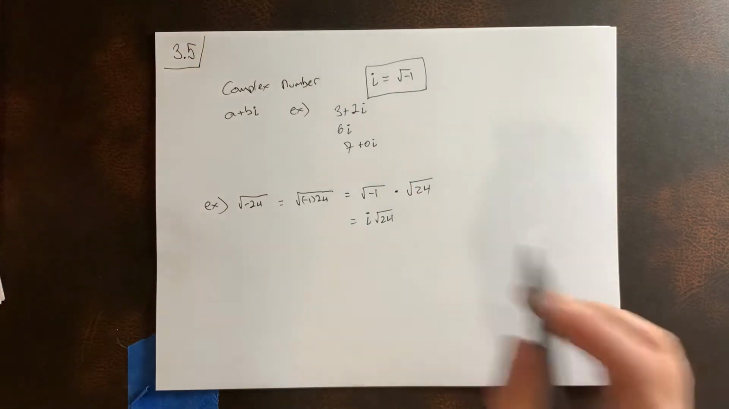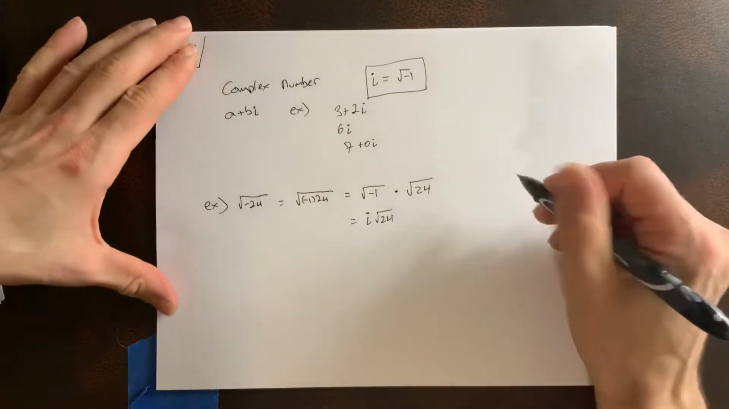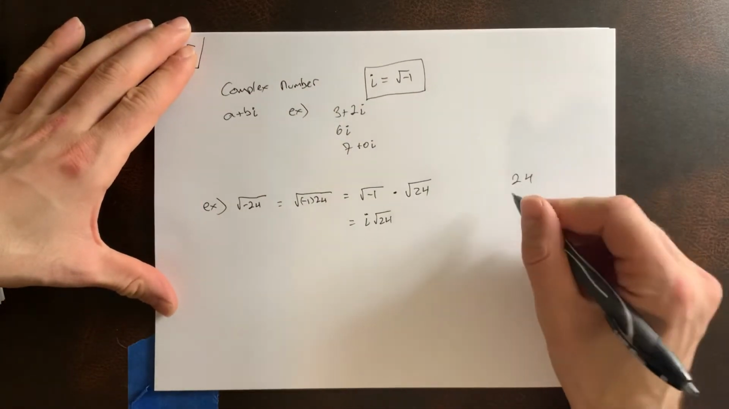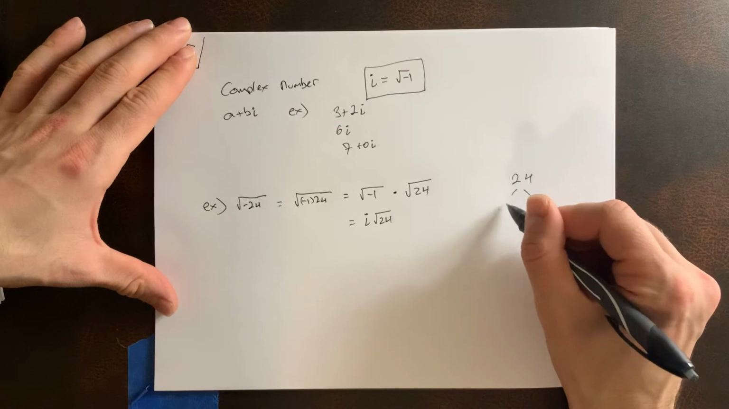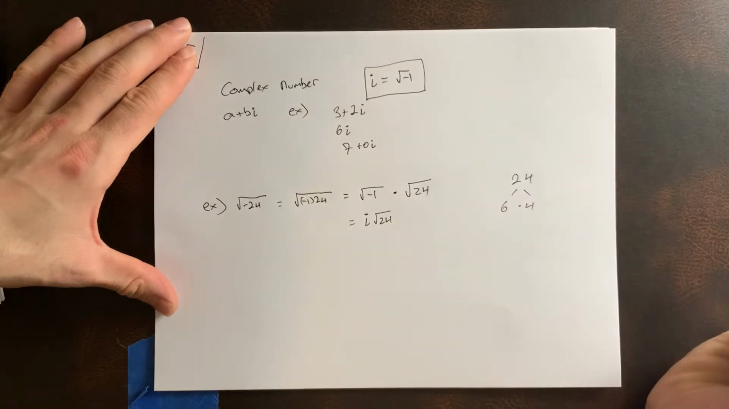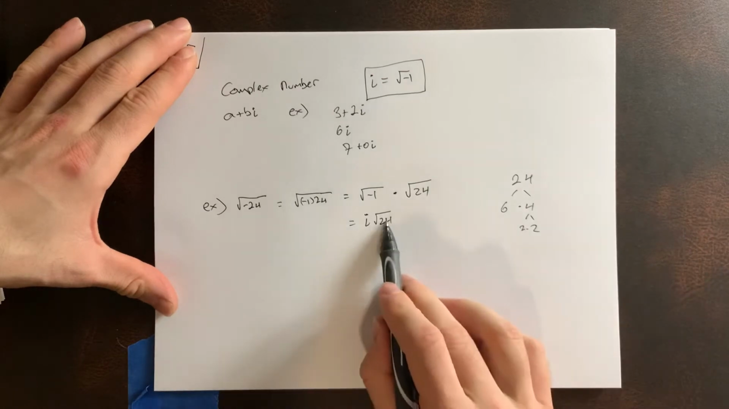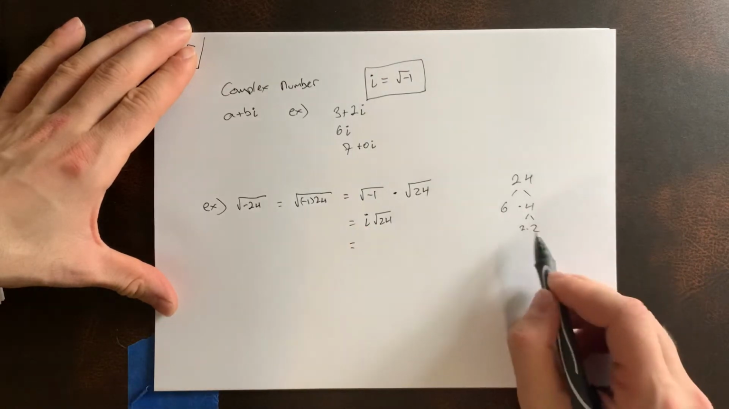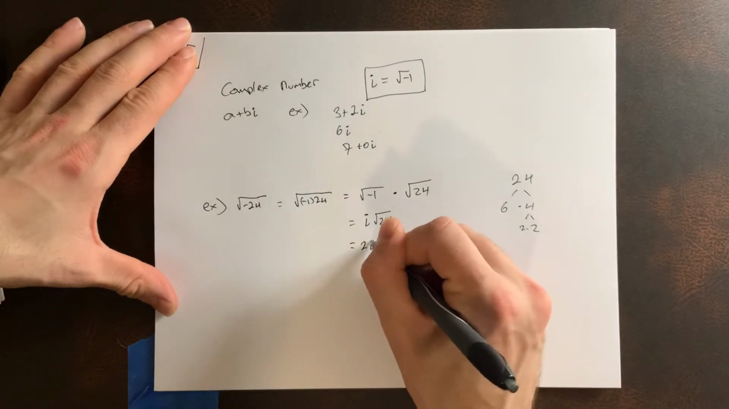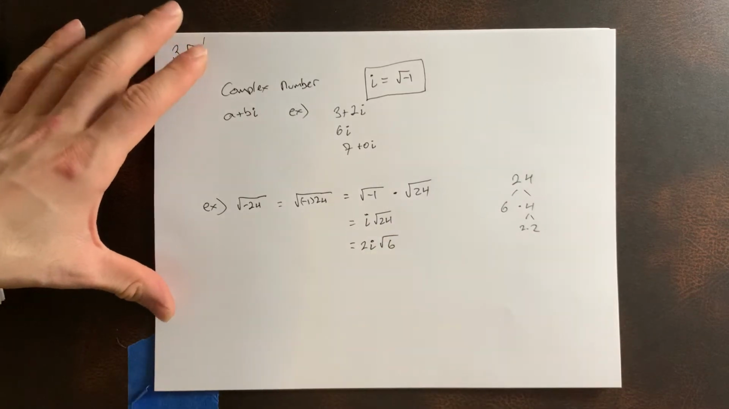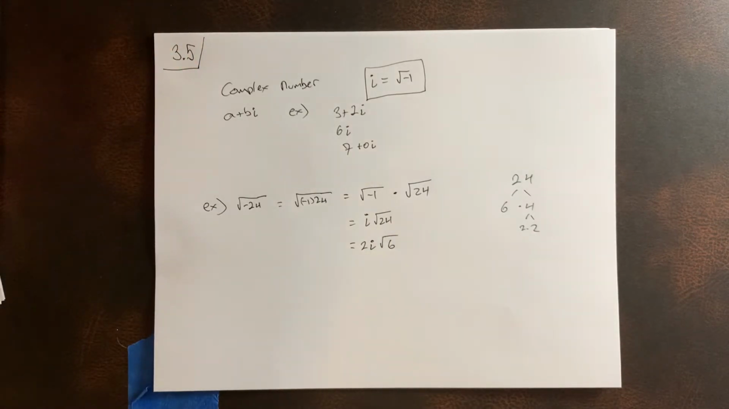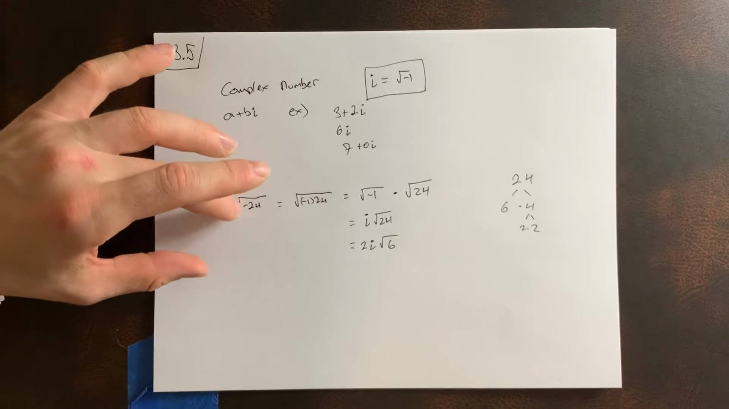Then we can simplify the square root of 24. We do that tree thing: 24 can be written as 6 times 4, and 4 as 2 times 2. We can bring out one of these 2's, giving 2i, and on the inside we still have 6. This is how we can now handle something like the square root of a negative number.